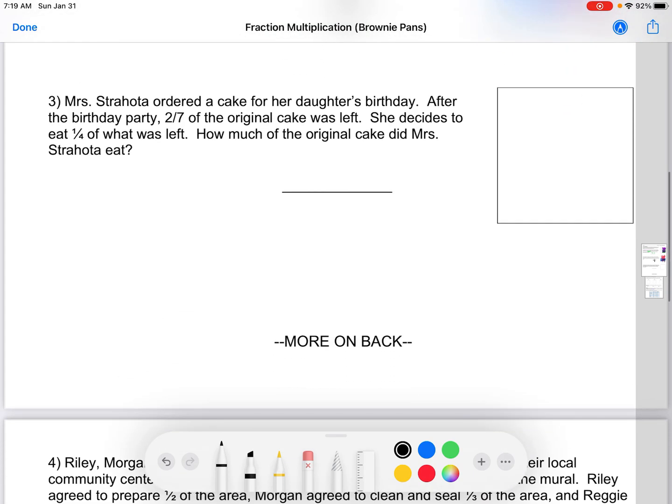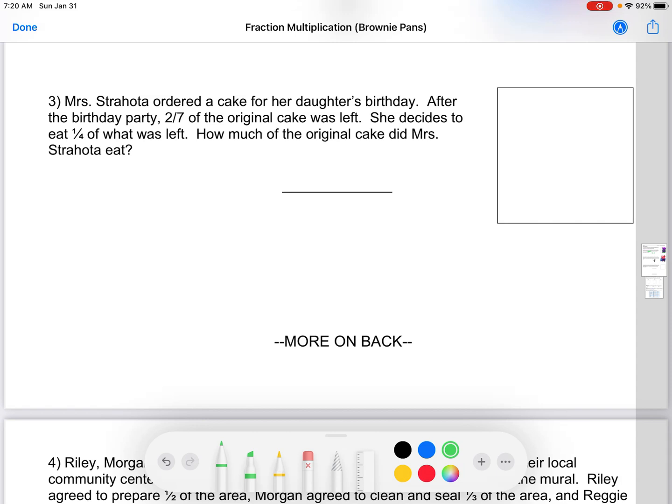All right. Mrs. Strahota ordered a cake for her daughter's birthday. After the birthday party, 2/7 of the original cake was left. She decides to eat 1/4 of what's left. How much of the original cake did Mrs. Strahota eat? All right, so Mrs. Strahota ordered that cake, and 2/7 of the cake was left.